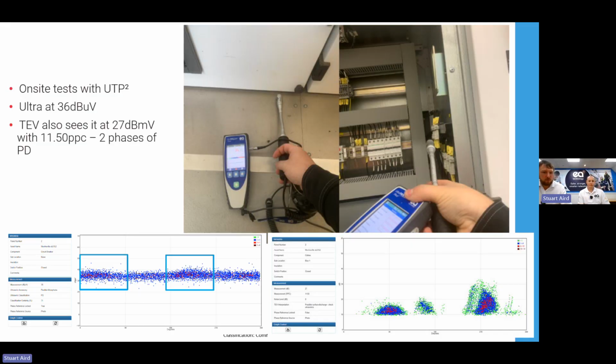And the TEV was also showing it is surface type activity. It's 11-ish pulses per cycle. It's in the right sort of repetition rate. And there's probably more than one phase of PD involved looking at that pattern. So fairly clear, yes, we've got a problem.